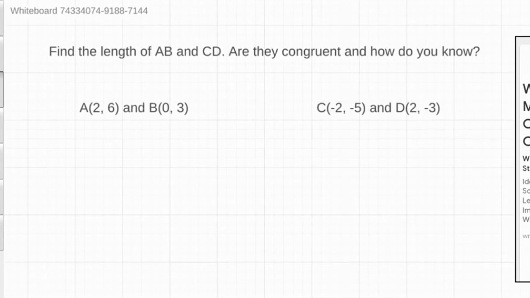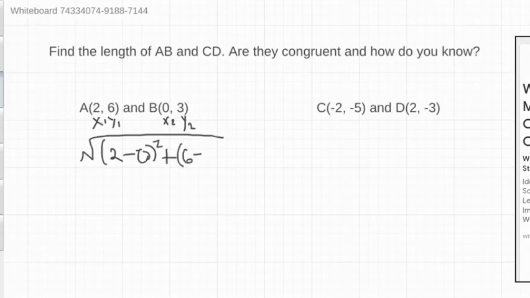Alright, so we're going to find the length of AB and CD. I'm going to figure out if they're congruent and how we know. So we're going to plug in our x1, our y1, and our x2 and our y2 into our square root, into the formula for distance. So 2 minus 0 squared plus 6 minus 3 squared. If we simplify all that, it boils down to the square root of 13.